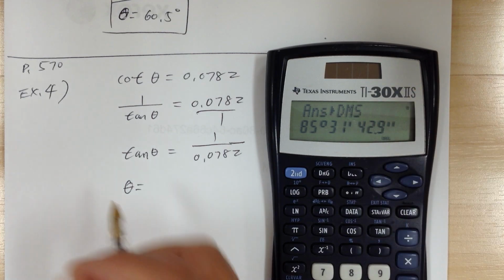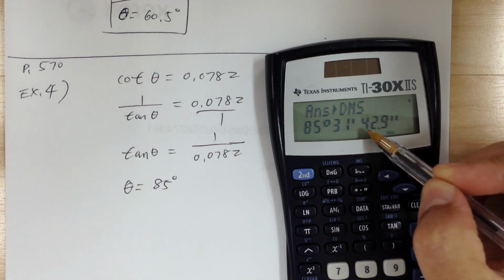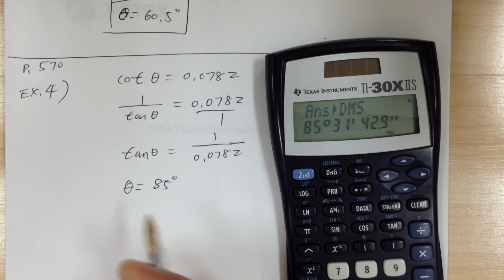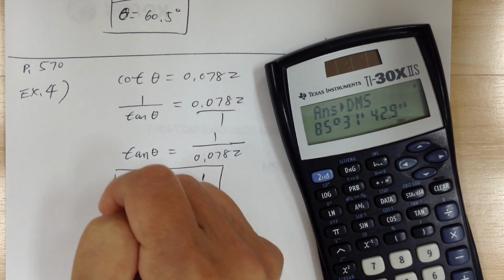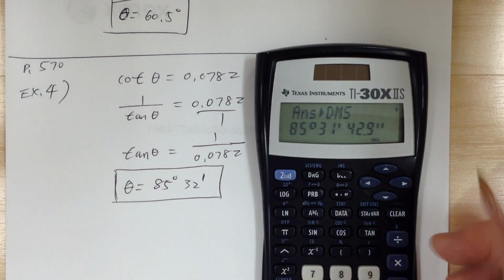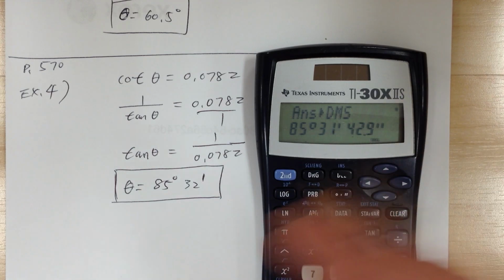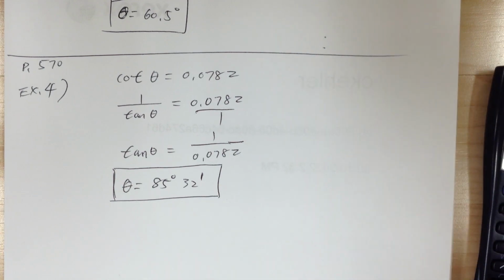So this would be equal to 85 degrees, and again, this 30 seconds is halfway. So this is more than half, so you have to go up. So it'd be 32 minutes. So again, be aware of that. Halfway is 30 seconds; halfway over here is 30 minutes. So make sure you know how to round it up. Okay, let's go to the next one.